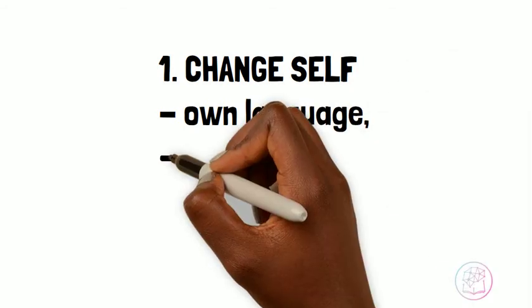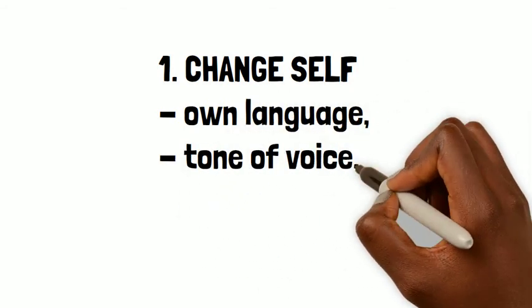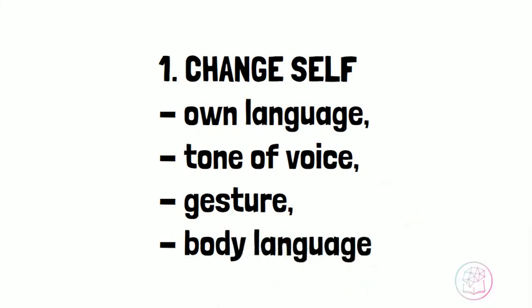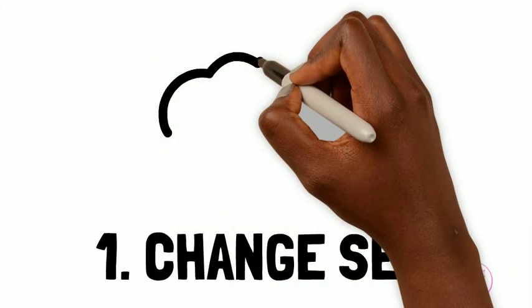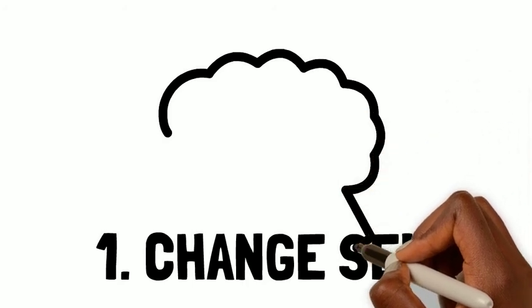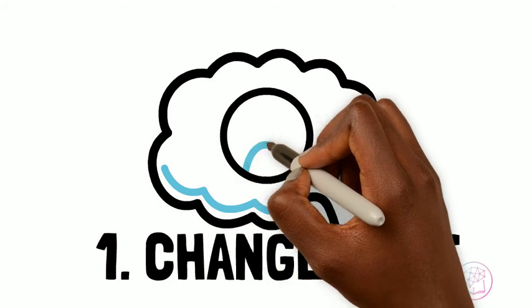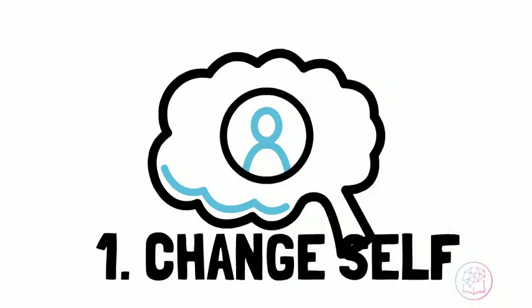Firstly, change yourself. Change your tone of voice, your language, or even your body language, and use gestures to focus the attention of learners. For example, I want you to hear this, therefore I'm saying it out loud. Or, I want you to understand how big this influence is, therefore I'm using my hands to demonstrate.